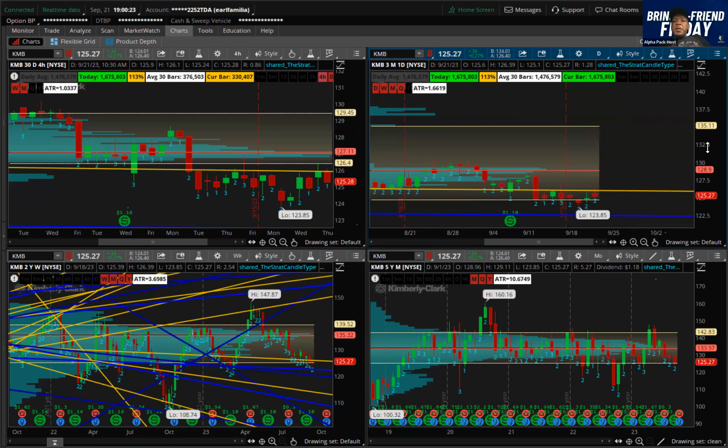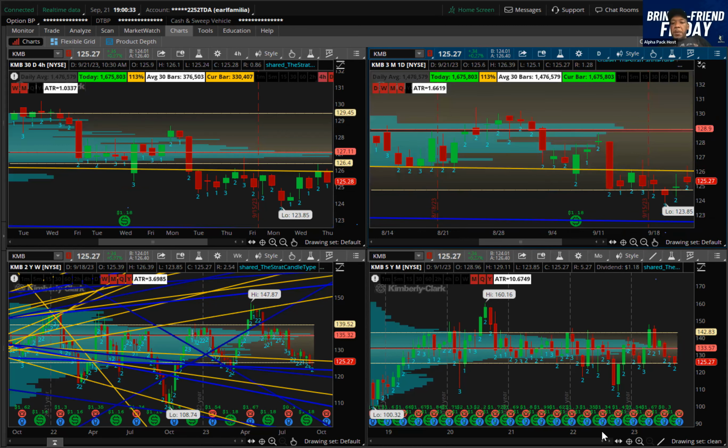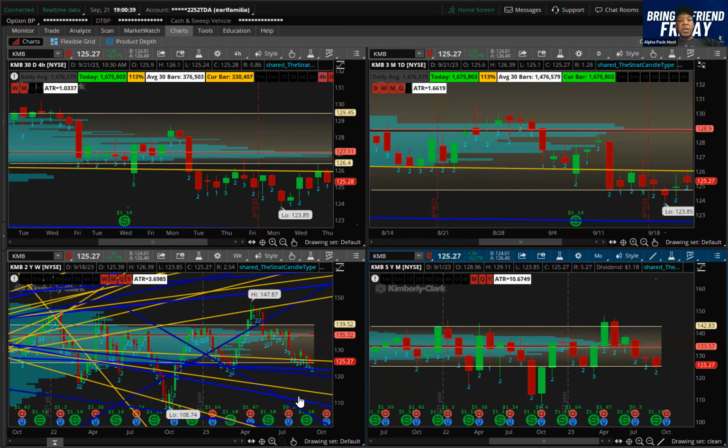All right, this is KMB. This setup here is 4 hour to the downside. You need to go evaluate the contracts, but this is an obvious one. You've got 2 setups here.